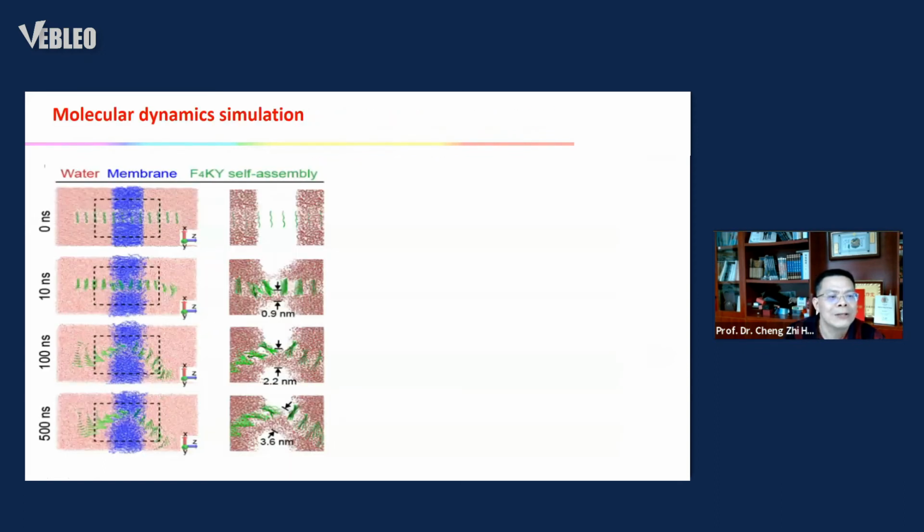In order to understand this process of membrane disruption, we made a molecular dynamics simulation. Here, the brown represents the water, the brown and the blue are the membrane, and the green is the assembly.